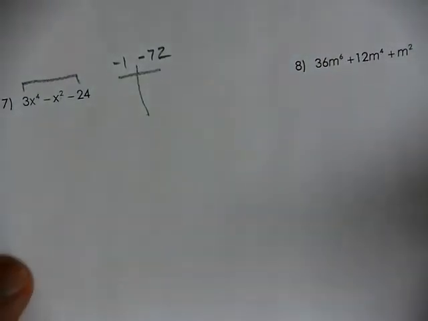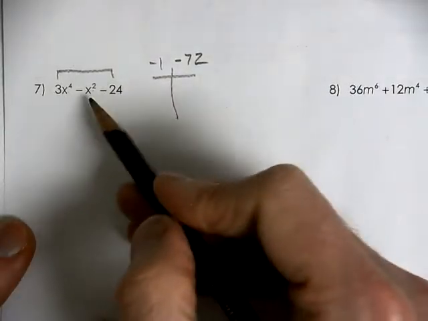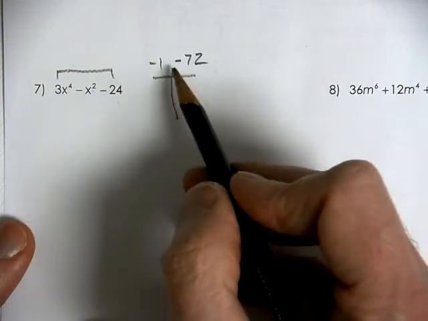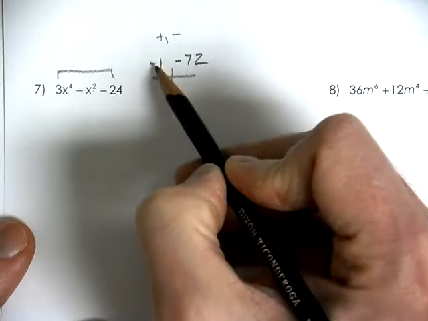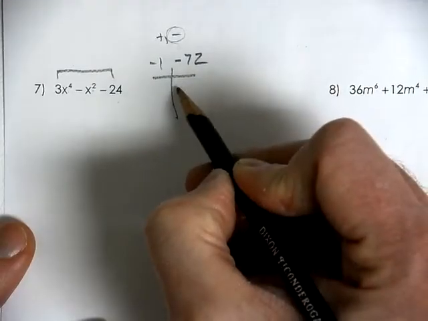This would be one way to do it. Factor by guess and check would be another way. But if you're not confident with guess and check, having a process is going to help. You know to multiply to be a negative, your signs have to be different. And to add to be a negative, your larger number has to be negative.